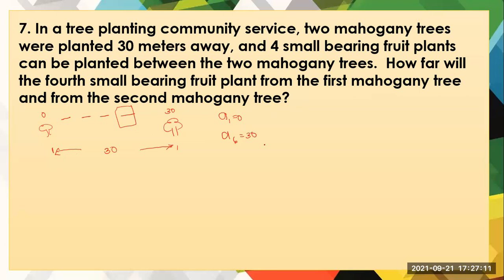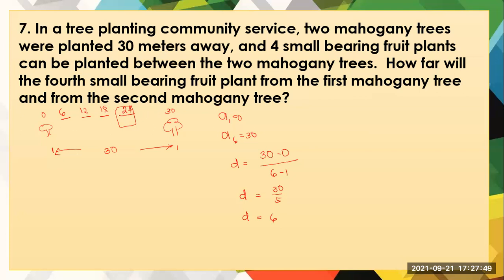So you are to insert 4 arithmetic means. For arithmetic means, you need the common difference. The common difference is 30 minus 0 divided by 6 minus 1. So your d is equal to 30 divided by 5, and your d is equal to 6. That means every 6 meters, you have to plant a small bearing fruit. So plus 6, plus 6, plus 6, plus 6, and plus 6. So 6 meters, 12 meters, 18 meters, 24 meters, 30 meters.